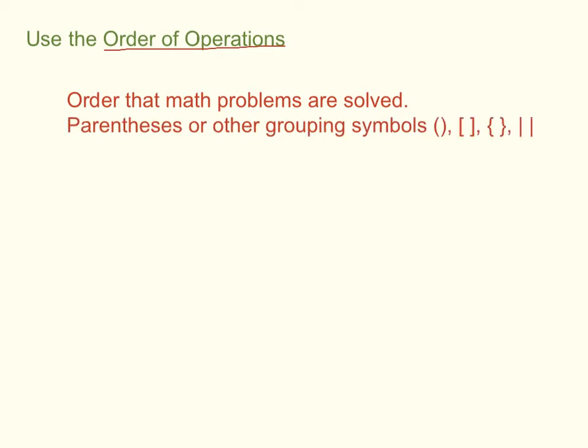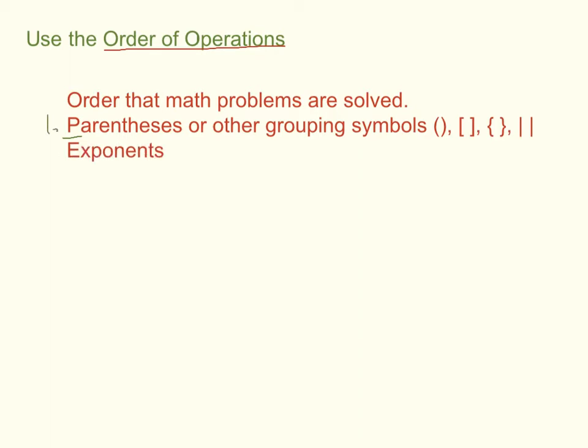So the first thing that you'll always figure out first is any numbers that are in parentheses or any other grouping symbols. So you've seen the parentheses or maybe the brackets and even absolute value. Remember, absolute value are those vertical lines. So those have to be solved first. So parentheses is number one.